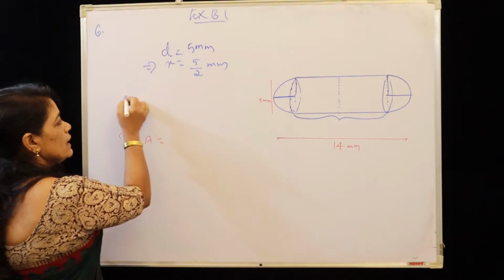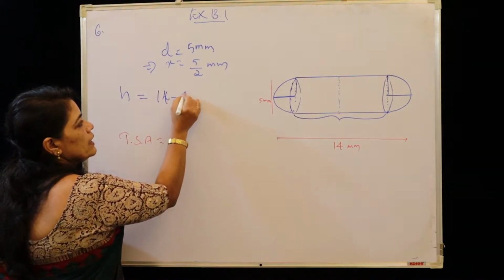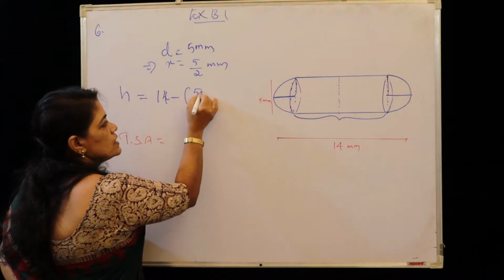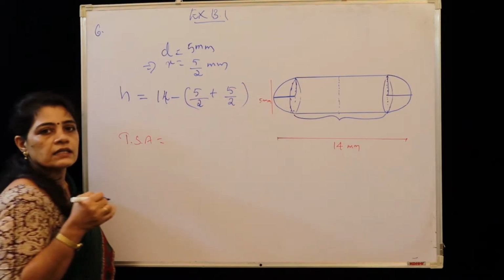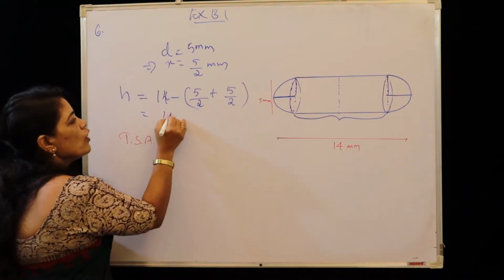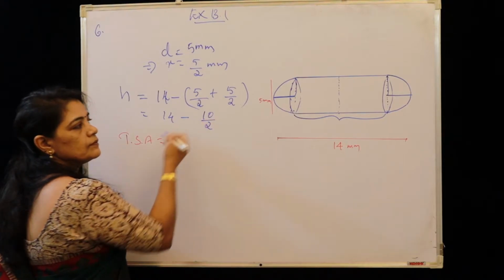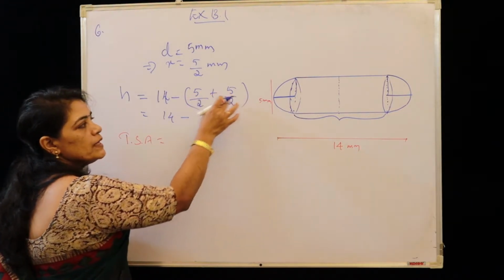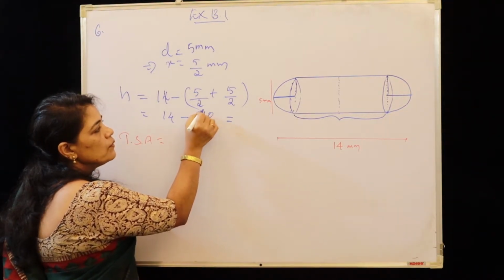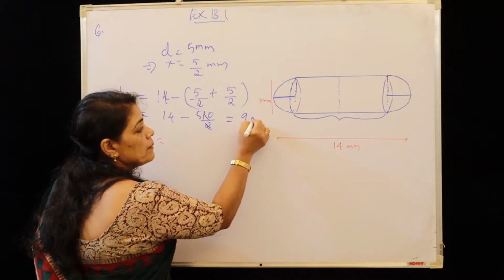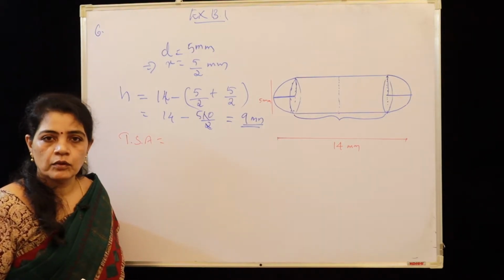That means the height of the cylinder, H, is equal to 14 minus the first hemisphere with the 5 by 2 radius, and the second also 5 by 2 should be subtracted. Clear? So 14 minus, that means 5 by 2 plus 5 by 2, that is 10 by 2, which is 5. So that is 9 mm. 9 mm can be taken as the height of the cylindrical portion.